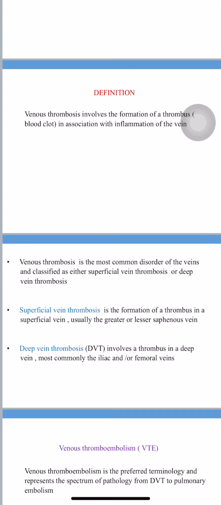Superficial vein thrombosis is the formation of thrombus in superficial veins, and it is usually found in the greater or lesser saphenous vein. Deep vein thrombosis involves thrombus formation within the deep veins, and it is most commonly seen in the iliac or femoral veins.